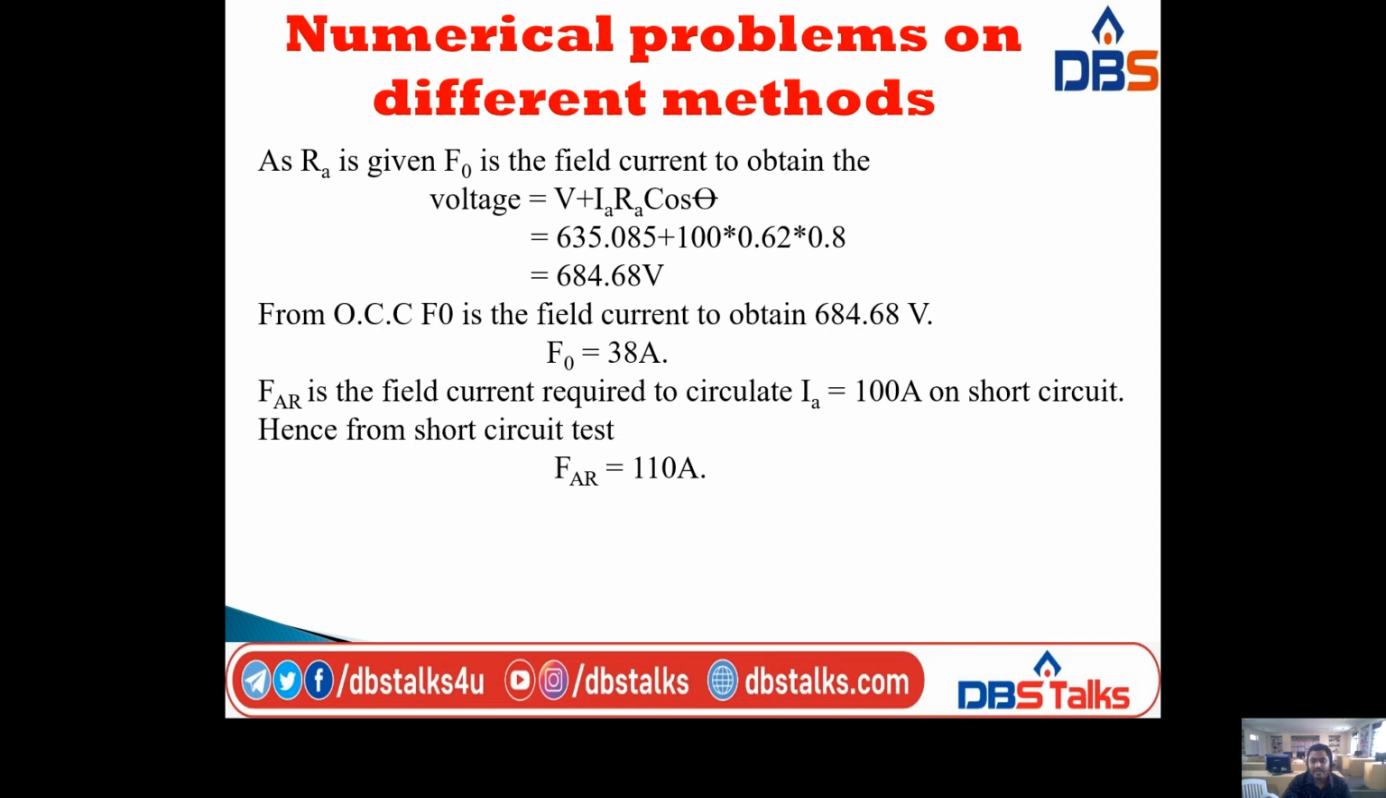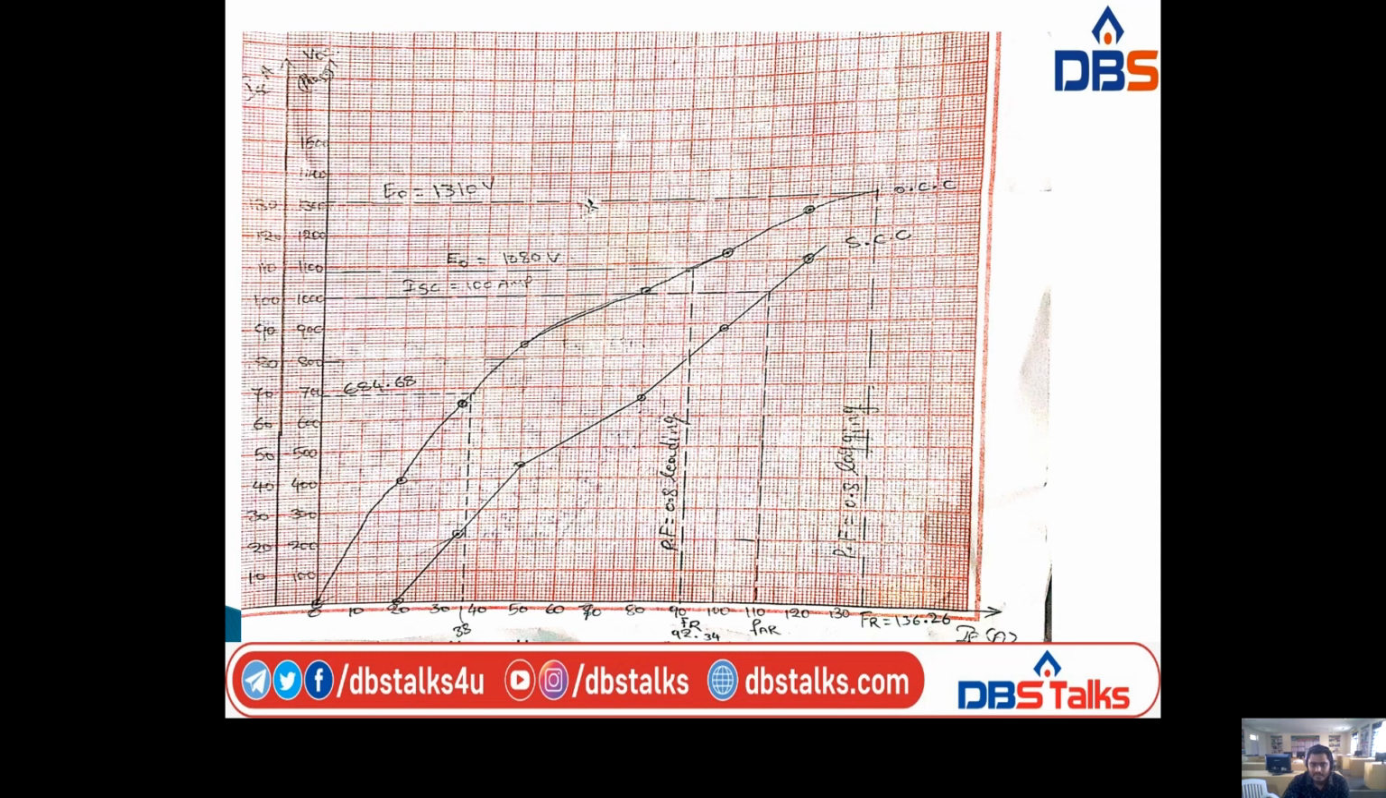Similarly, we have to calculate the FAR, the field current required to circulate IA equal to 100 amperes. FAR is the field current required to circulate the armature current on short circuit. Previously we calculated the F naught value used to obtain the voltage, and here I am taking the FAR from the short circuit test, so mark the ISC value at 100 amperes.